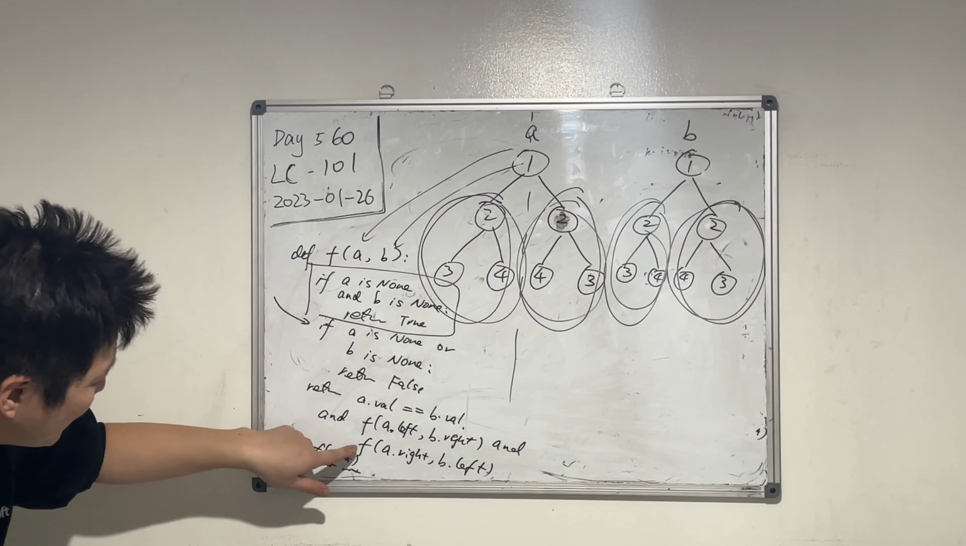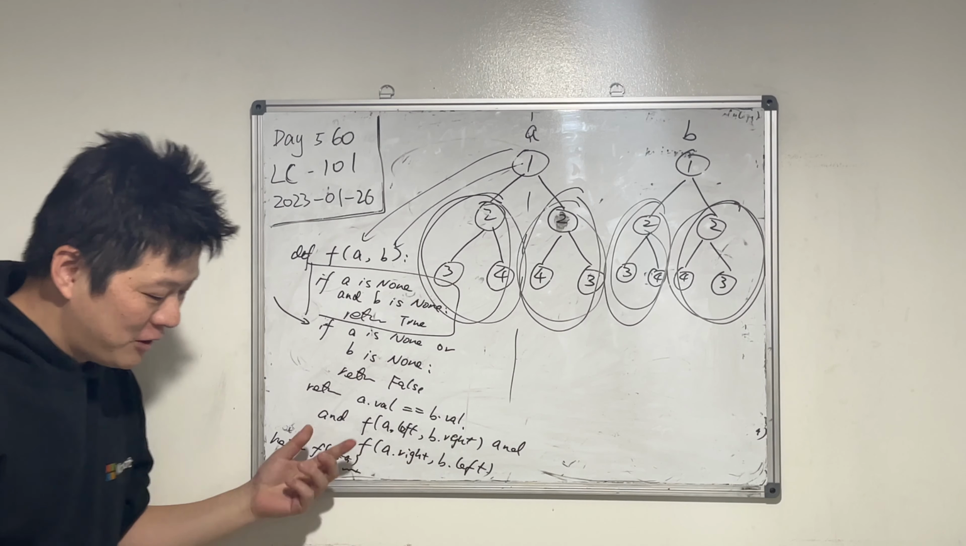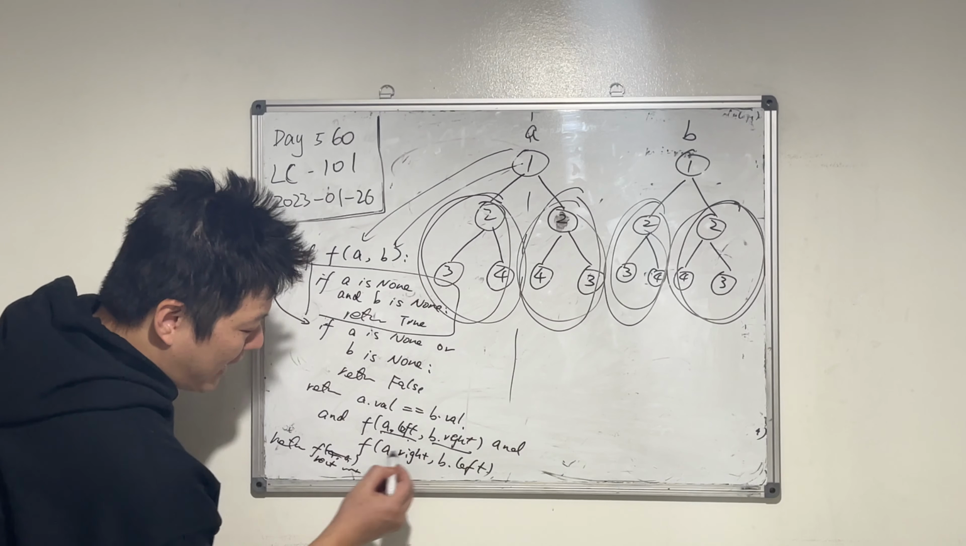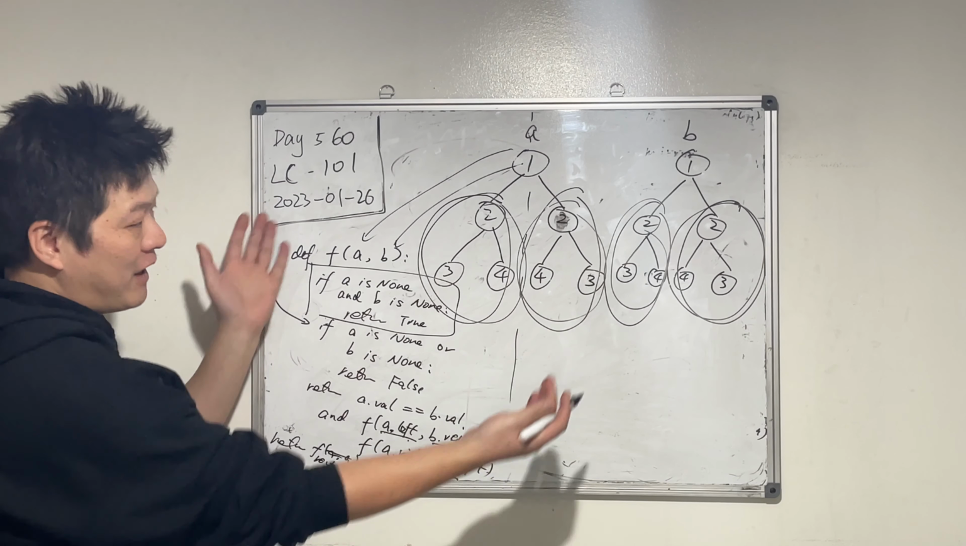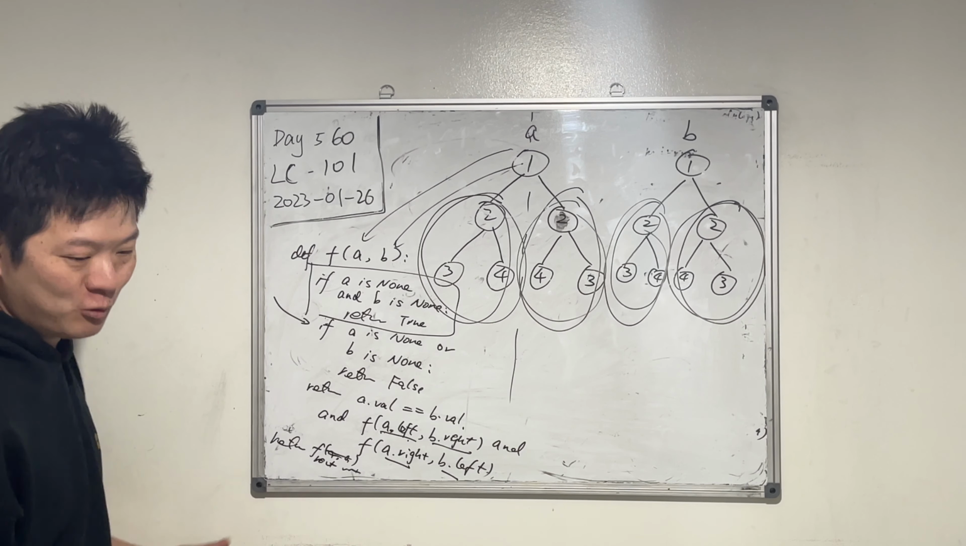Okay, so look at this one. If we don't swap around, what happens? I'm saying that if we swap A dot left with B dot right, and A dot right with B dot left, this is to check if the tree is symmetrical. But if I don't swap around, then what does it do?